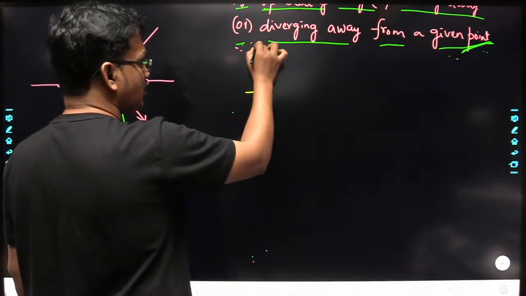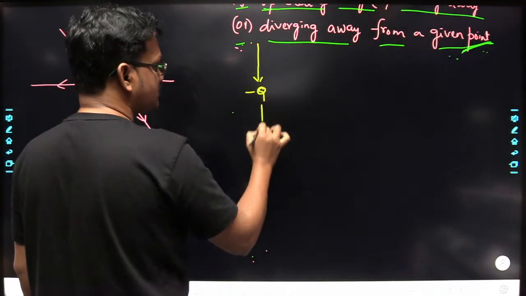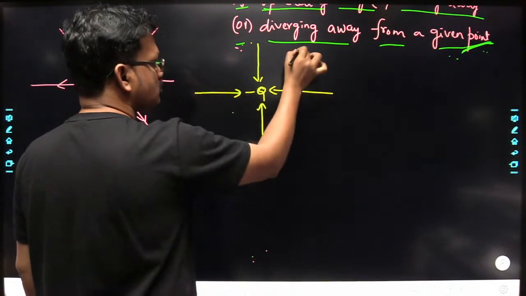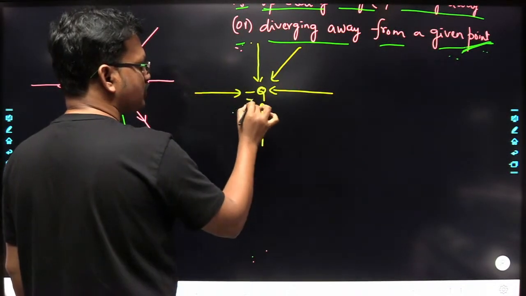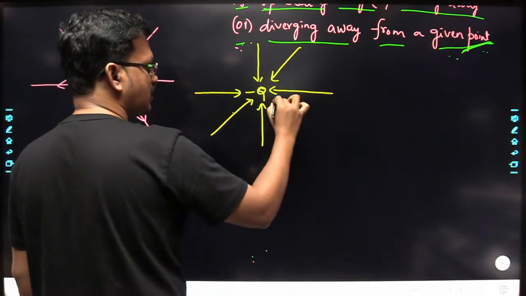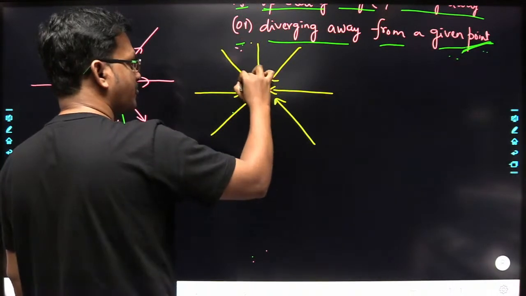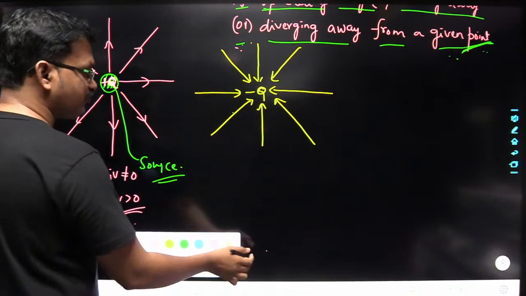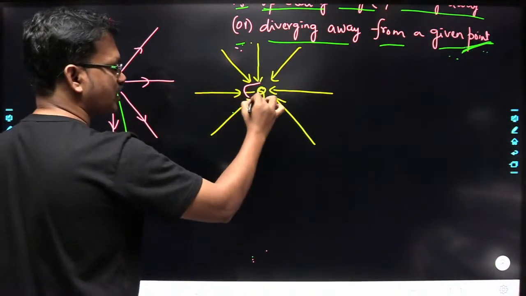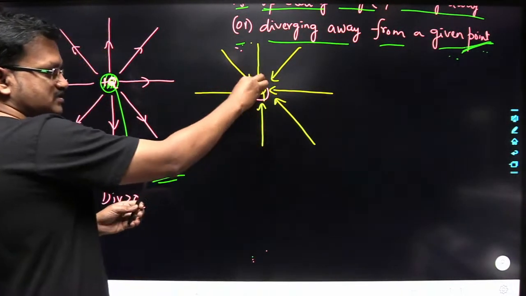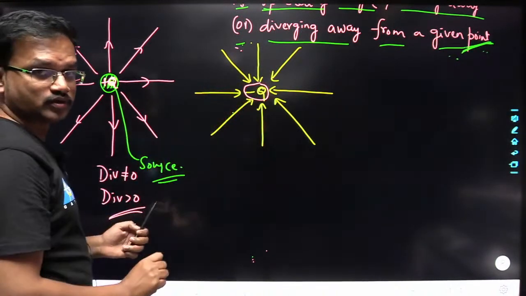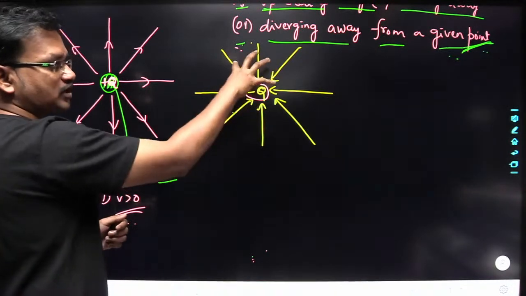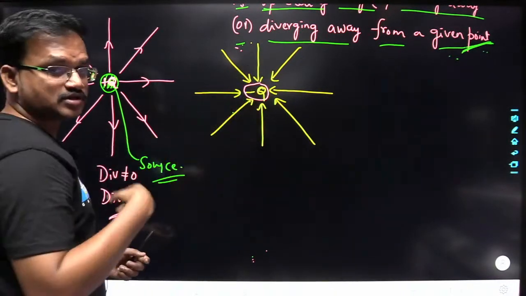Next, what we have seen here is, next we have taken minus q. So we have observed that all the field lines are going to converge towards what? Towards minus q, or I can say all the field lines will move towards minus q, in this manner. So now here all the field lines are converging towards this minus q. Yes or no? So here the field is not diverging, but the field is converging.